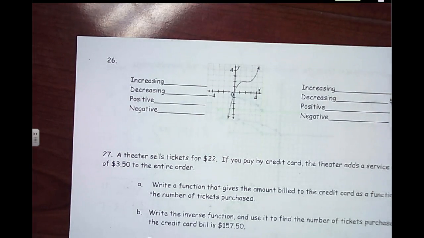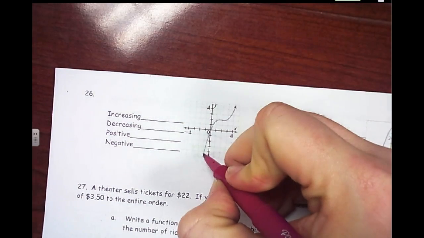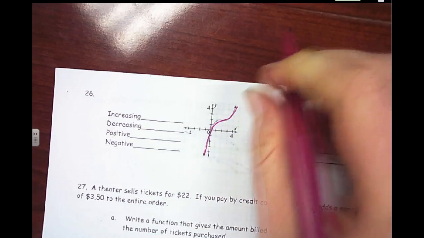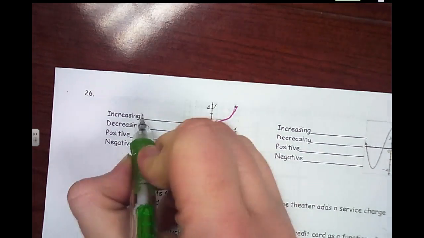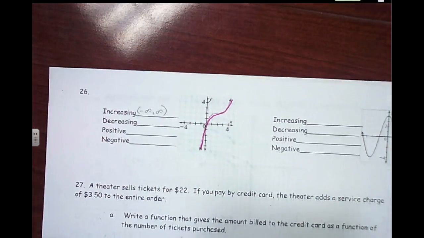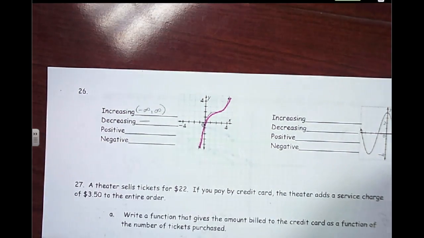All right, last page, 26. So where is it increasing? So remember, increasing is kind of like a positive slope. So this is increasing, and I go from left to right, it's actually increasing the whole time. So on increasing, I'm going to put -infinity to +infinity. So because it's increasing, it's never decreasing.